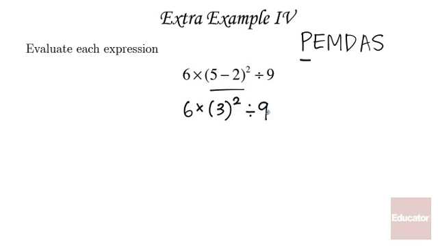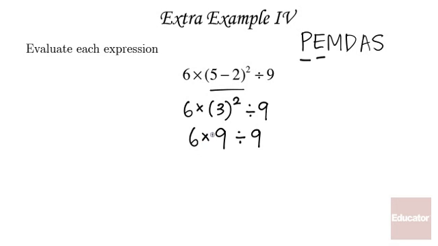Now here, what's my next operation? Exponents. So since I have an exponent right here, I'd have to solve this out before I do anything else. So this is going to be 6 times, this, remember, is 3 times 3. 3 squared is the same thing as 3 times 3. And 3 times 3 we know is 9. And then divided by 9. So I'm just rewriting this out. Okay?